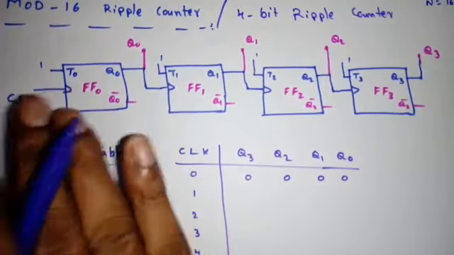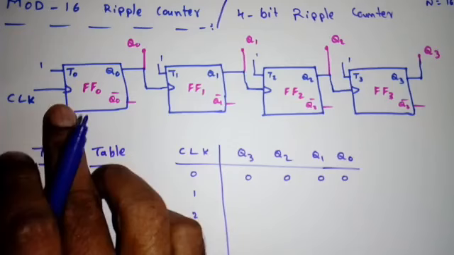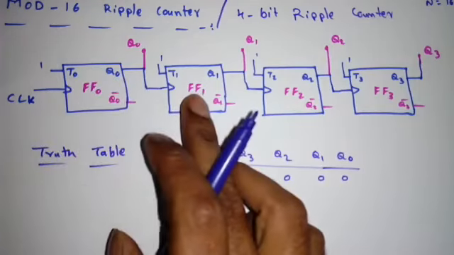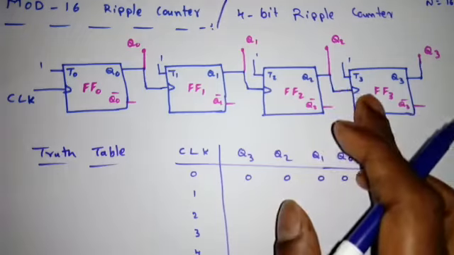I can draw using JK flip-flop also. And if you see, all flip-flops are positive edge triggered. If there is no bubble, it is a positive edge triggered flip-flop. And if you see, Q0 is driving flip-flop 1, Q1 is driving flip-flop 2, Q2 is driving flip-flop 3.